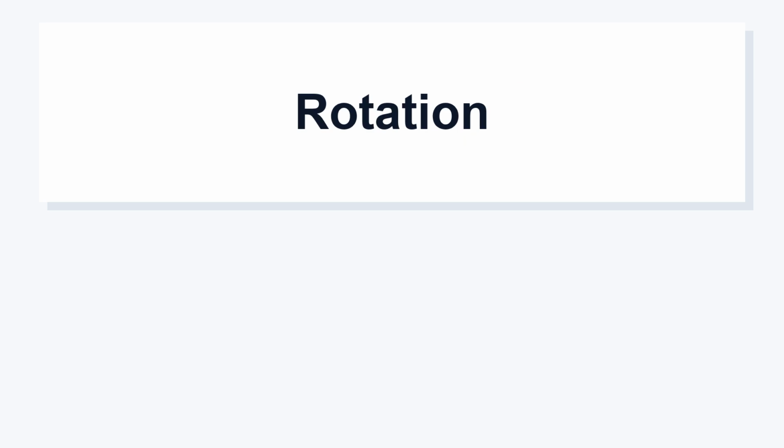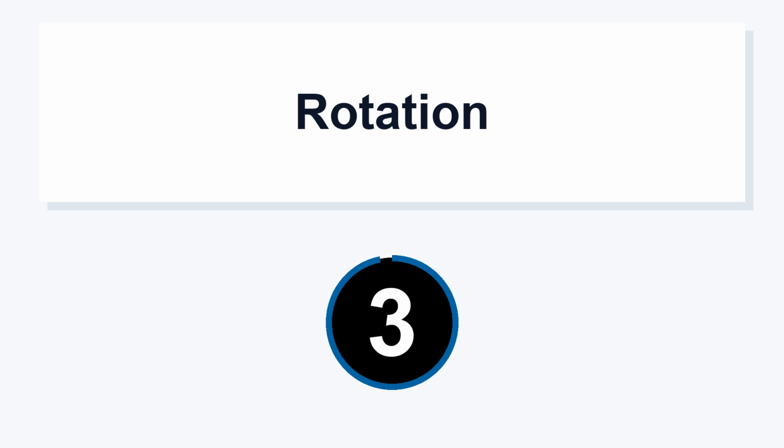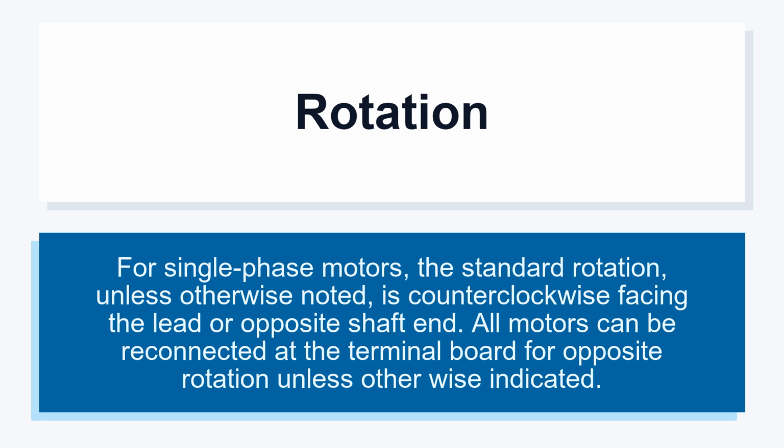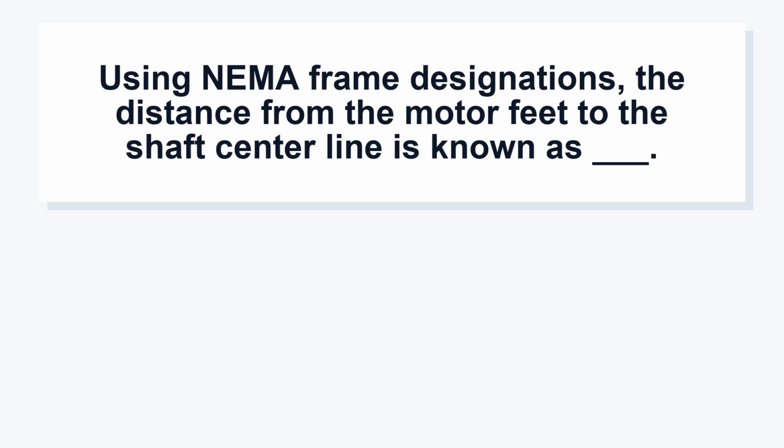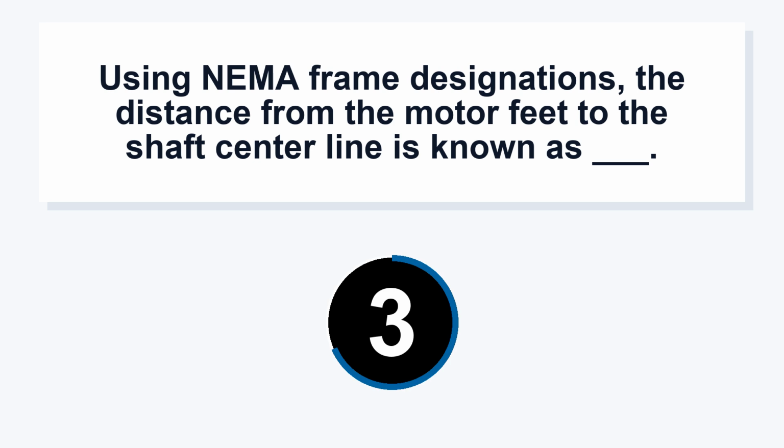Rotation. For single-phase motors, the standard rotation, unless otherwise noted, is counterclockwise facing the lead or opposite shaft end. All motors can be reconnected at the terminal board for opposite rotation unless otherwise indicated. Using NCCER frame designations, the distance from the motor feet to the shaft center line is known as D-dimension.